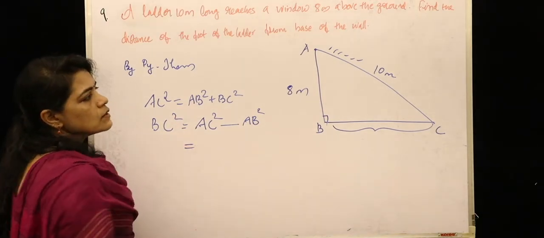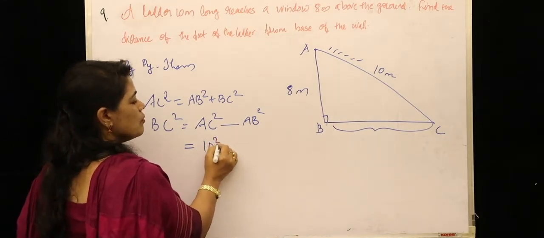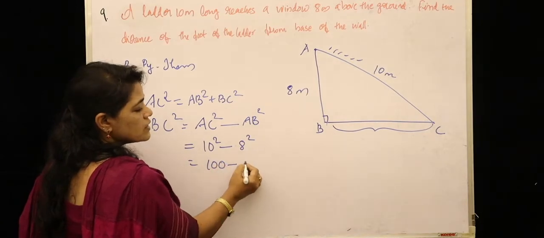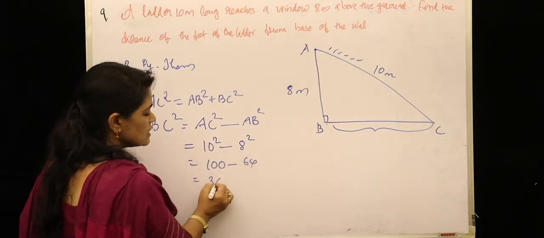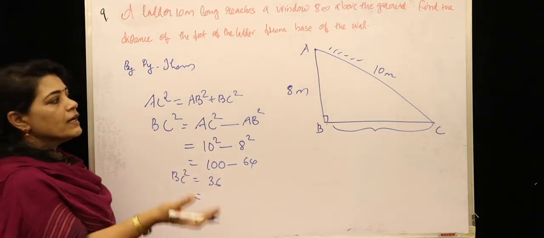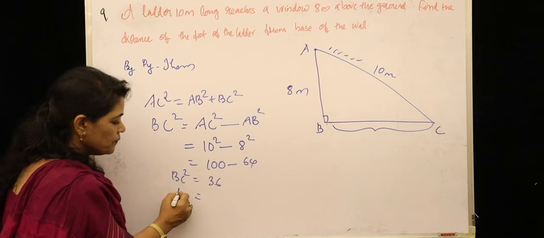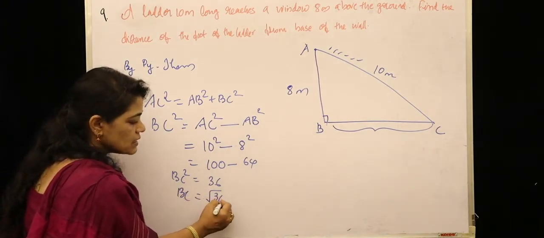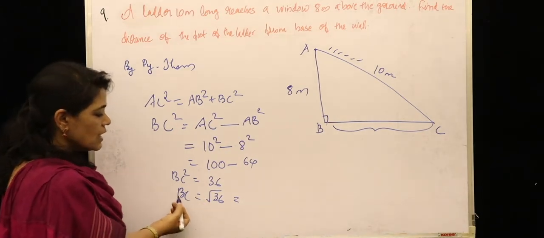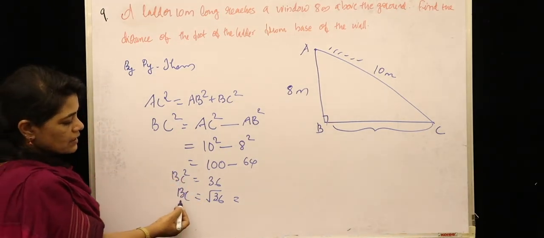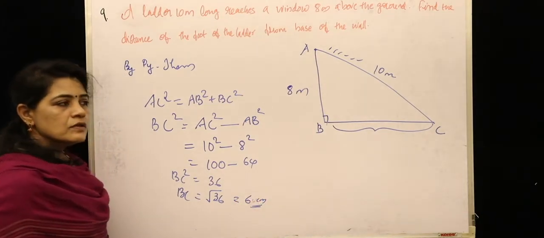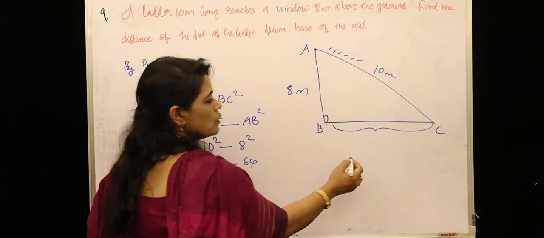So BC square is AC square minus AB square, which is 10 square minus 8 square. 10 square is 100 and 8 square is 64, so that is 36. This is BC square, and we need the distance of the foot of the ladder from the base of the wall, that is BC, which is root of 36. In order to get BC, you have to take the square root on both sides. The square root and the square get cancelled. So BC is equal to 6 meter. Okay, 6 meter.